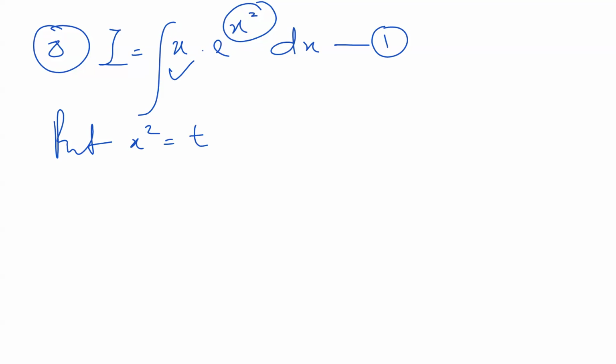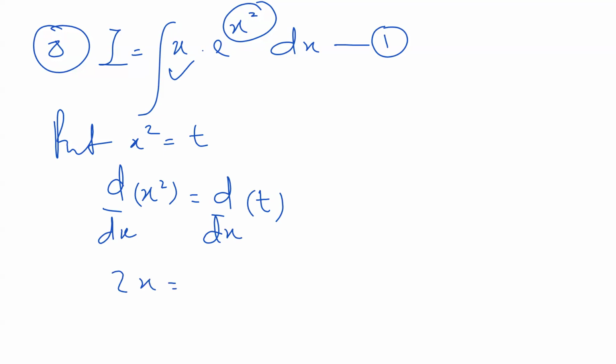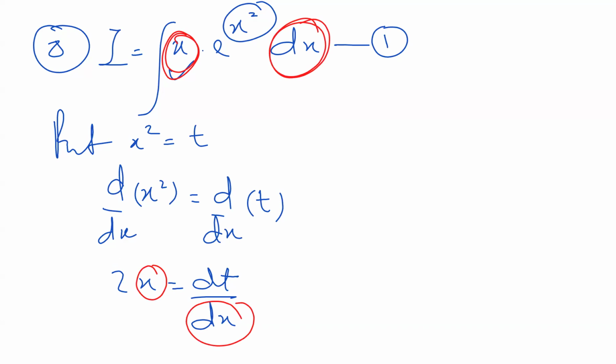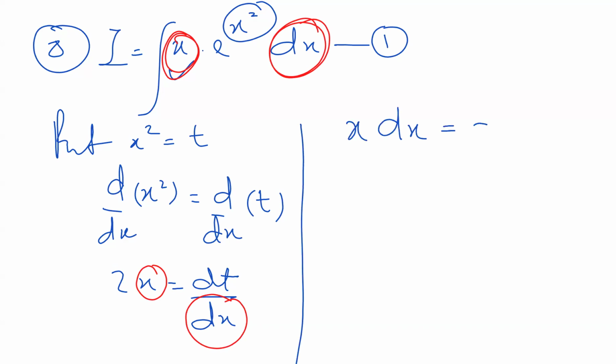Take that term as t whose derivative is present in the problem. So d by dx of x square, d by dx of t, 2x is dt by dx. Now look at equation number 1 and look at what we have derived over here. Okay. So in equation number 1, we can observe x dx. So x dx is nothing but dt by 2. X dx is equal to dt by 2.